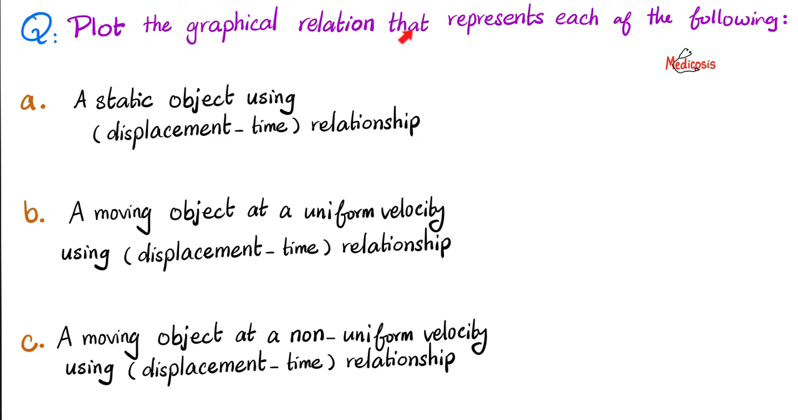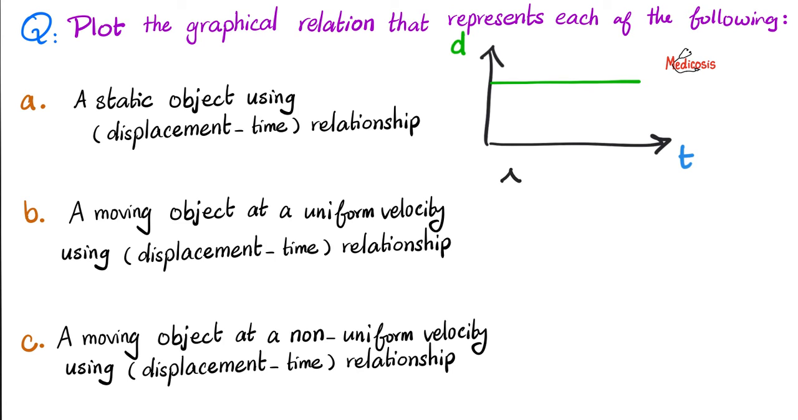Next, please plot the graphical relation that represents each of the following. Here is this, and this, and this. Please pause and try to answer this. So let's draw a graph like this. I want a static object, motionless, using displacement over time relationship. Here is displacement, and here is time. You want it to be motionless. Motionless meaning the displacement is not increasing or decreasing. It is a straight line that looks like this.